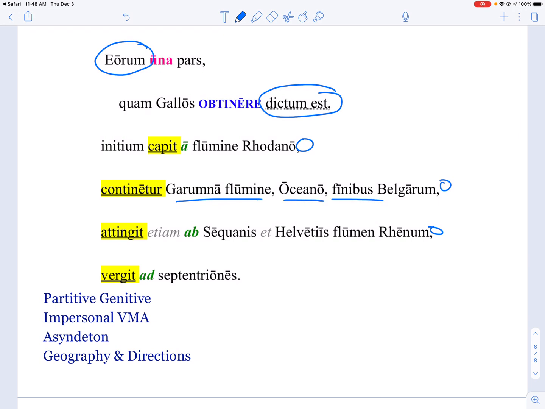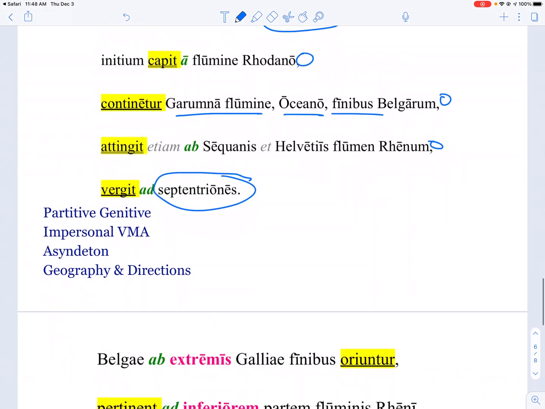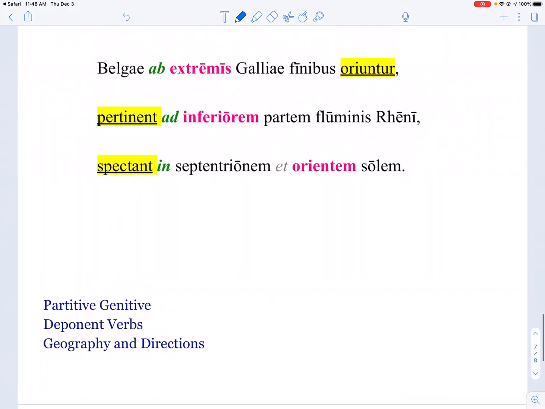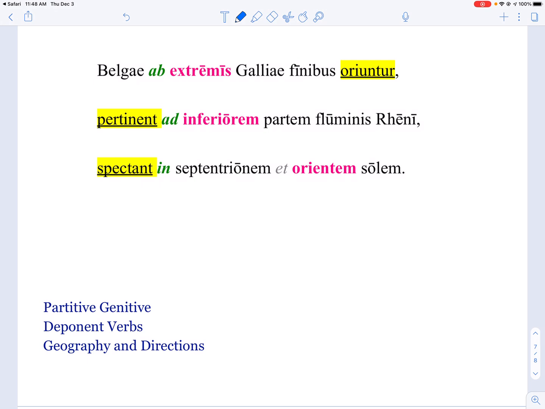Throughout these last few slides, keep track of the geography and the directions. You're going to learn the words for north, west, and east, and it's good to have a picture of these places in your mind so that you can imagine it as we go on with the translations. Another example of a partitive genitive, from the extreme borders of Gaul. Watch out for deponent verbs.